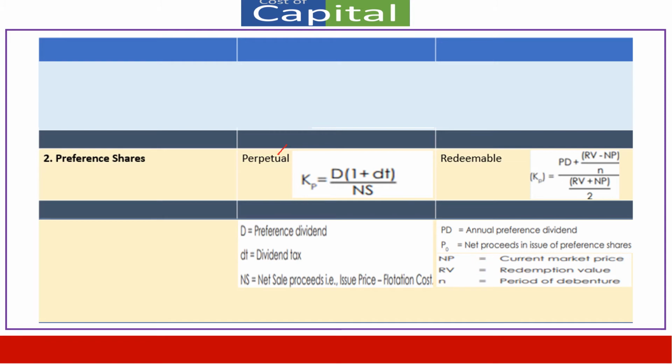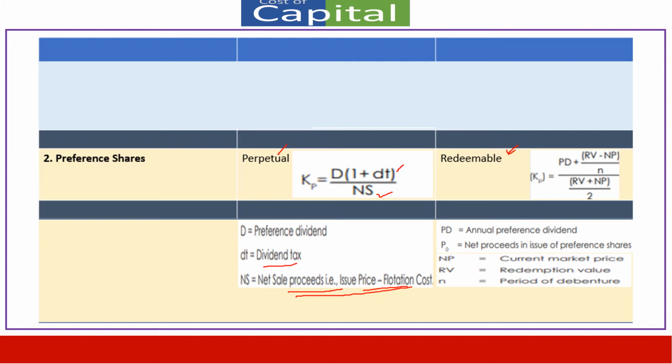Preference shares can be perpetual or redeemable. When it is perpetual, there will be a dividend tax which is borne by the company, and therefore what we do is D into 1 plus dividend tax divided by net sale proceeds or issue price minus flotation costs. This is NS. NS, NP are interchangeable. Invariably, it always means net price less flotation costs in either way.